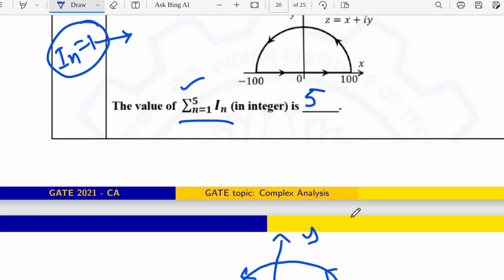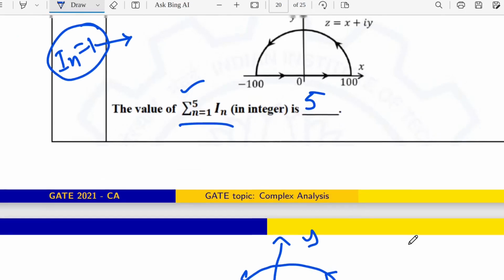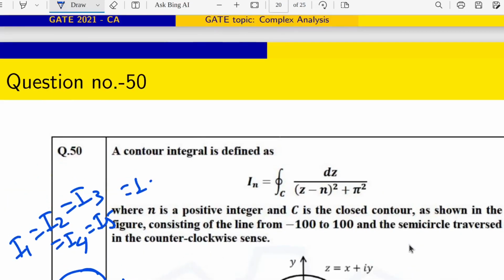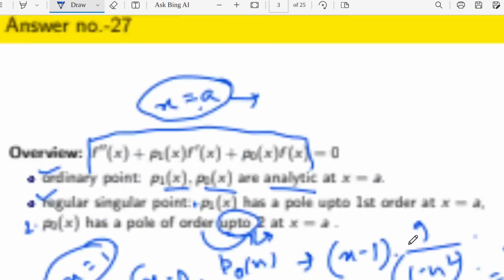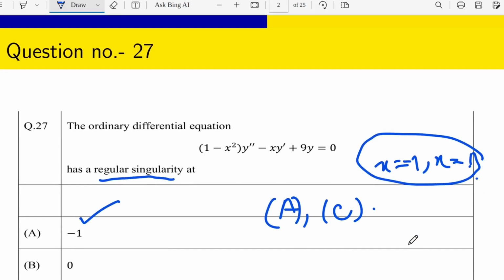So up to this we did for today, and I explained 3 questions from complex analysis, and it was from the 2021 and 2022 physics question papers. If you have any doubt on these 3, then you can ask me. I am just going to show these 3 questions again so that you can have a look.